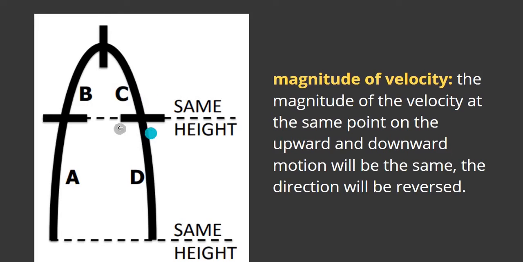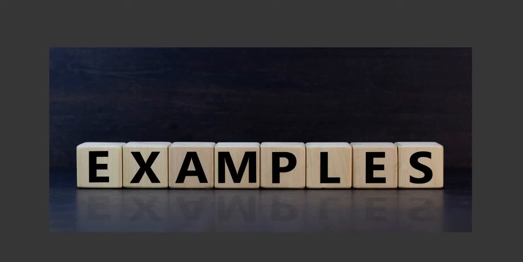The only difference would be the direction. If we chose upward motion as positive, it will be positive 2 meters per second, and then on the other side we'll have negative 2 meters per second. So those are nice things to know. It's important for you to know so that when you are solving, you understand those types of graphs, right?